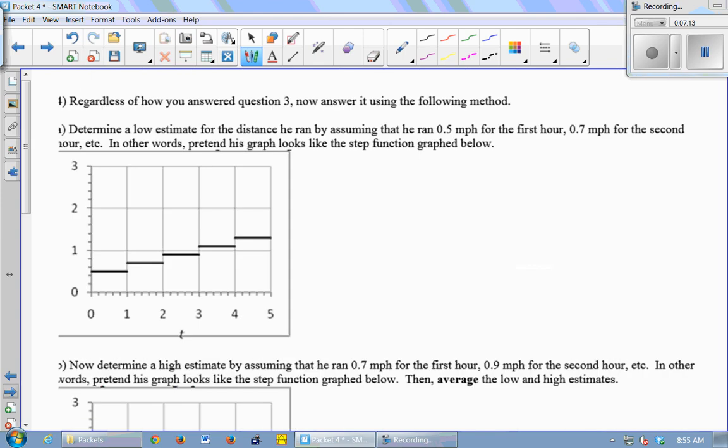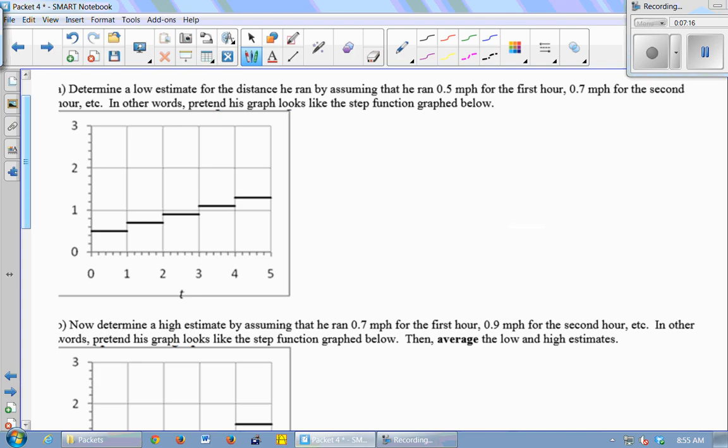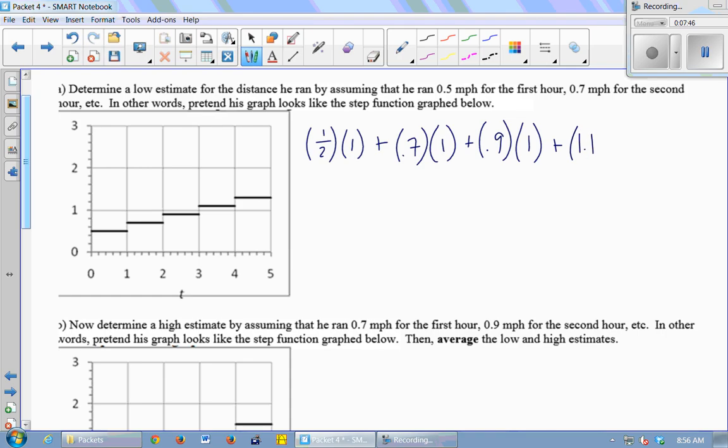So this is the new step function. For the first hour, rate times time will be a half, the rate, times the time of an hour. And then my second interval will be 0.7, which is my rate, times my time of 1 hour. And then on my third interval, looks like 0.9 for my speed for 1 hour. And then my fourth interval, I don't know, 1.1. And the last interval, 1.4.